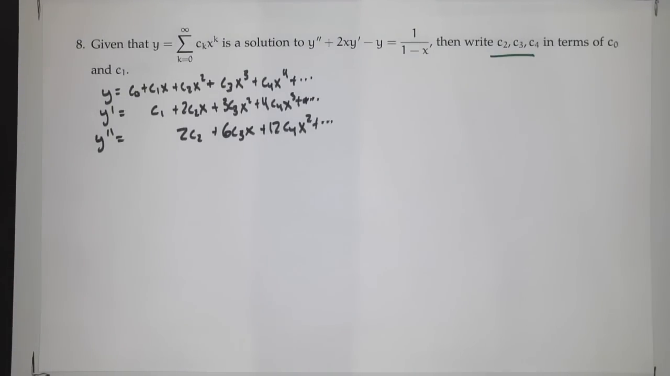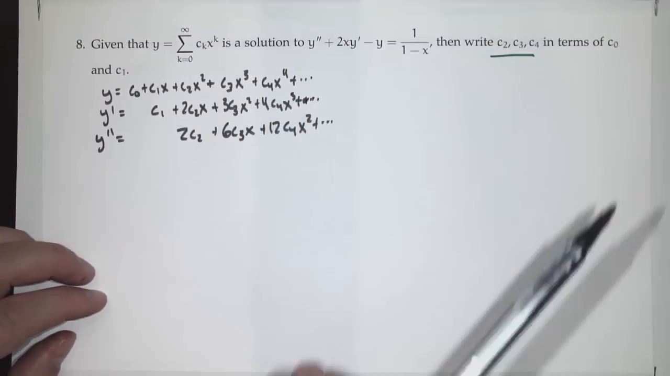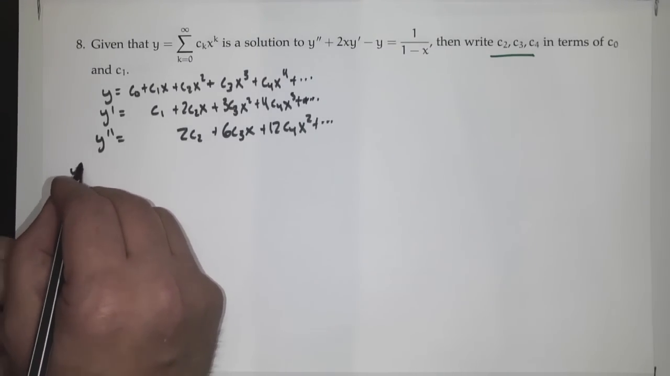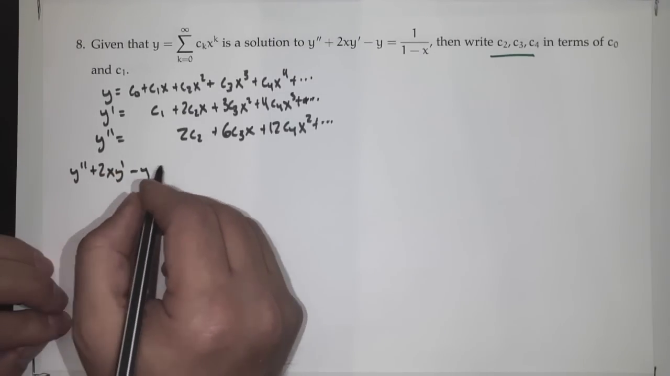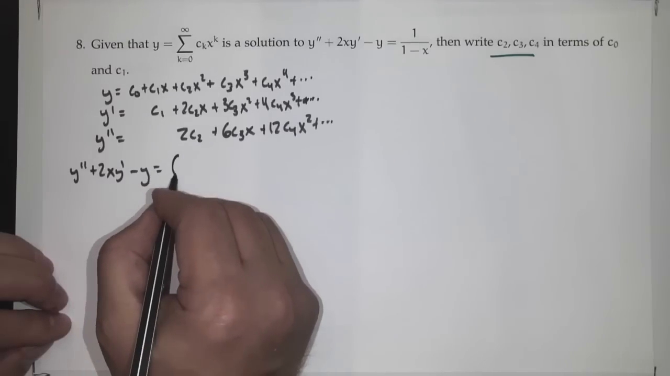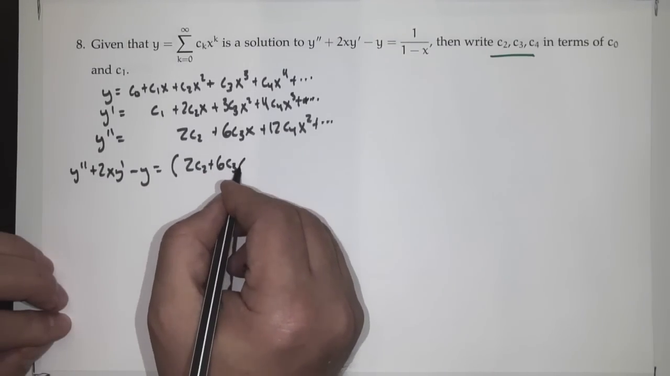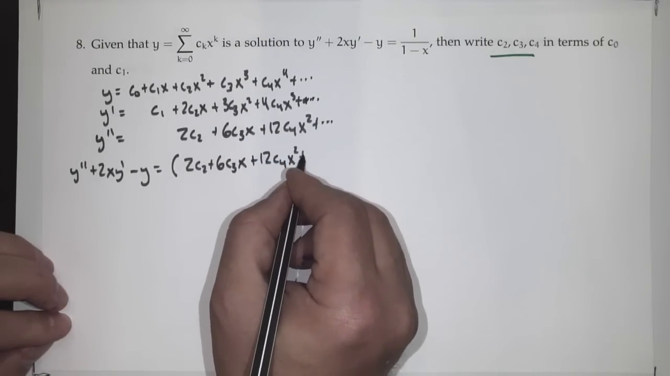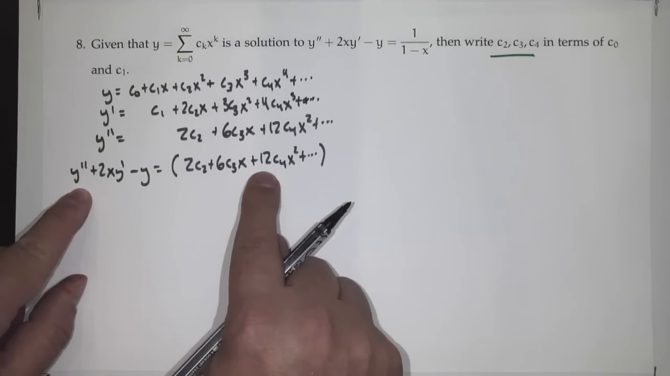Now we're going to just plug in. We're going to take y double prime minus 2xy prime minus y. So we have y double prime, and that's equal to 2c2, 6c3x, 12c4x squared, dot, dot, dot. So there's our y double prime.